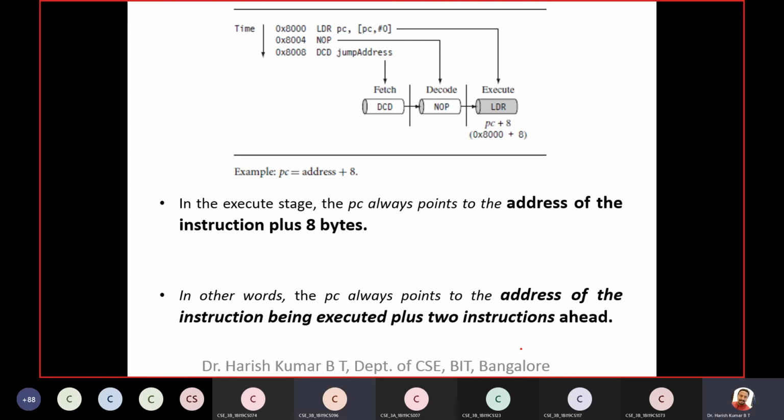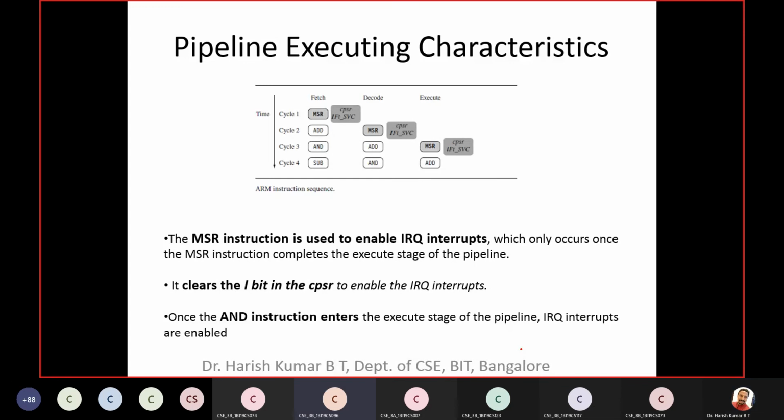Excuse me, sir. Yes, ma'am. Sir, how many buses does ARM use? Does it use multiple buses or a single bus?